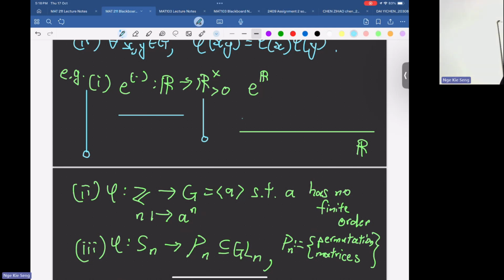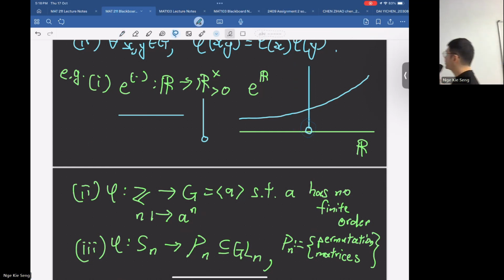The image of this map, if you put it in the graph, looks like this. Can you imagine you are somewhat bending this y-axis here? Can you imagine you bring this straight line here and you kind of bend it?